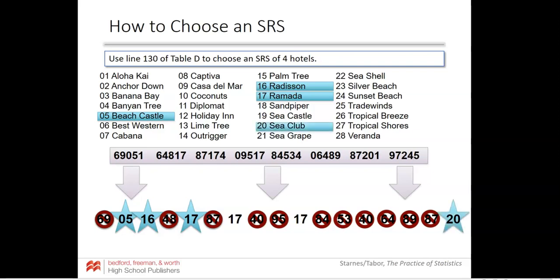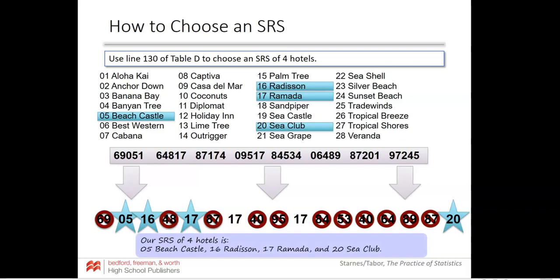And the last number on the list is 20, and that happens to be an actual hotel because there are 28 different hotels. And so we randomly chose 4 of them to sample, and that's going to be much better than me choosing or the hotel self-selecting. So that's really good.